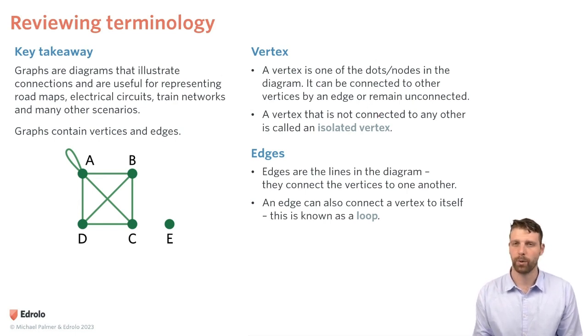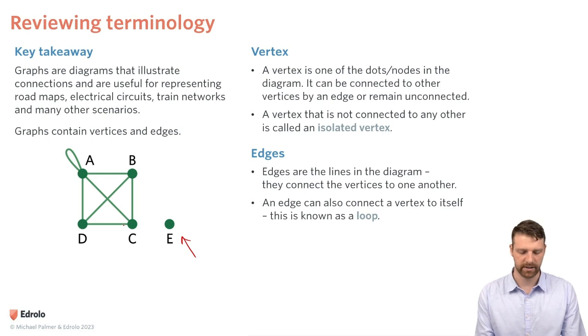So here we've got some dot points about vertices. A vertex is one of the dots, or nodes, in the diagram. It can be connected to other vertices by an edge or remain unconnected. A vertex that is not connected to any other is called an isolated vertex. So here in the diagram, this one here, that's the isolated vertex.